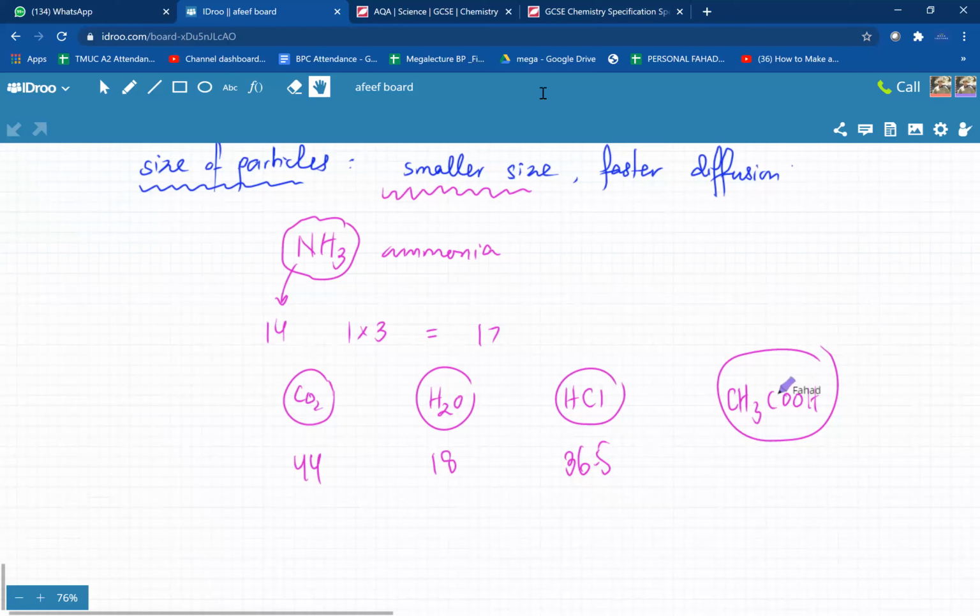And then there are four hydrogens, which is 4. So it's basically 24 plus 32 plus 4, right? I heard you wrong on the numbers. So that's 60.